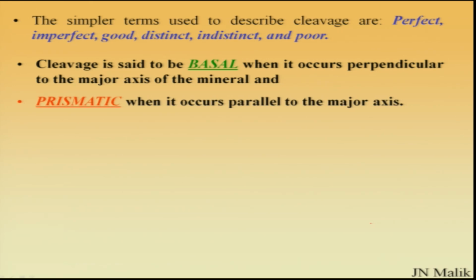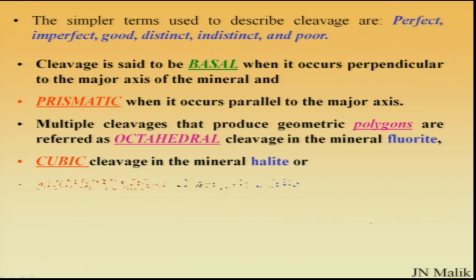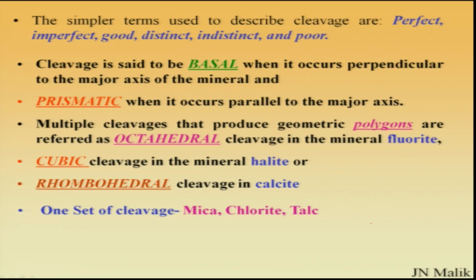This is the crystallographic axis we are talking about. Multiple cleavages that produce polygon geometry are referred to as octahedral cleavage, for example in fluorite, cubic cleavage, for example in halite, and rhombohedral in calcite. One set of cleavage is seen in mica, chlorite, and talc. Two sets are mostly in feldspar, pyroxene, and amphibole.